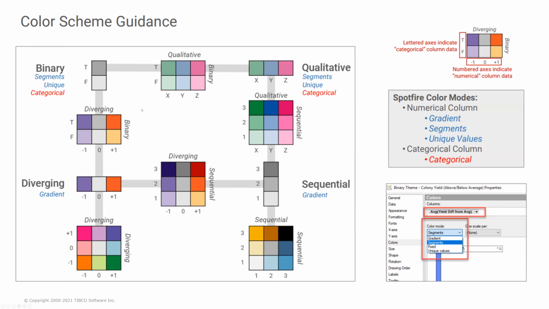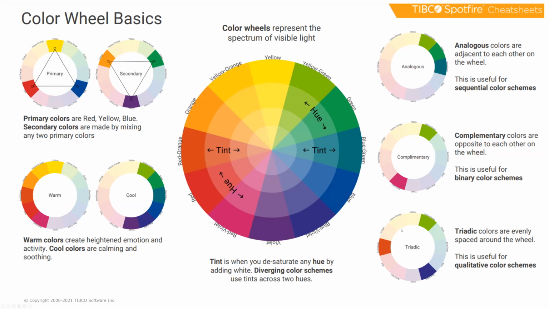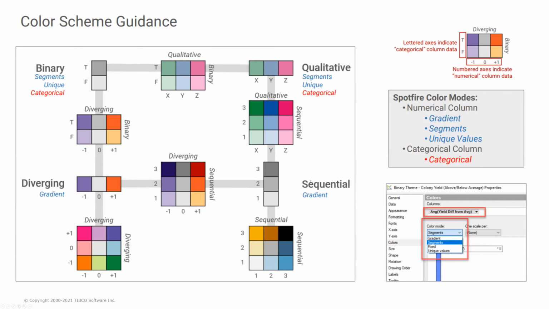So talking about the color wheel, the analogous, complementary, triadic, the 4 types of color themes are sequential, which is going from a minimum to a maximum value. It's all numerical. There's diverging, which is numerical, but it has a center point and it's going from one extreme to another extreme. Binary is 2 colors, like true or false, A or B. And then qualitative has no order, it's categorical, so that's non-numerical, and that's qualitative.